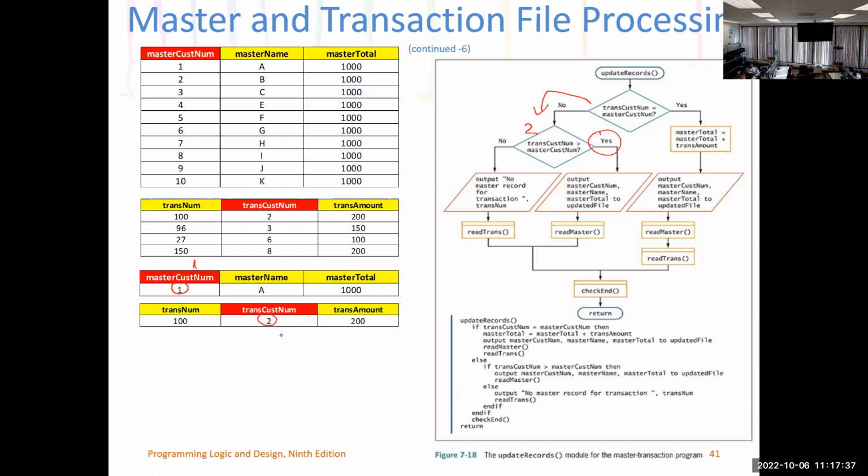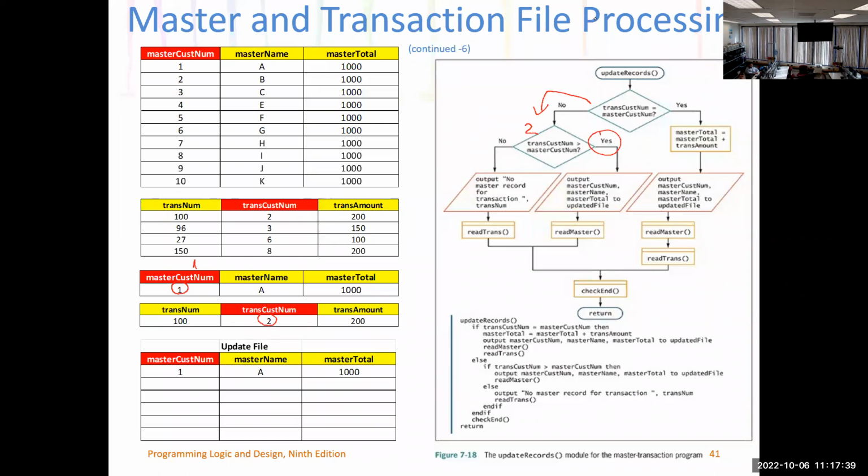That's why you see what happened here. I write into the file 1A 1,000. Right? And what happened here? When you're done with writing the file, I read the master. That means I move to the next record of the master file here. So now, what happened next? I read the next record. So now customer number 2, master name B, and the master total.